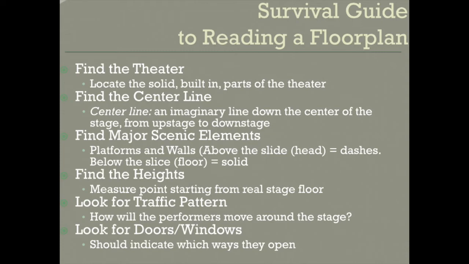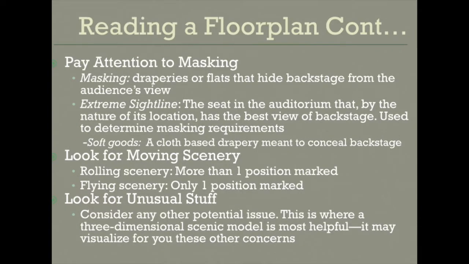Reading a floor plan, continued. Pay attention to masking. Masking: draperies or flats that hide backstage from the audience's view. Extreme sightlines: the seat in the auditorium that, by the nature of its location, has the best view of the backstage, used to determine masking requirements. Soft goods: a cloth-based drapery meant to conceal backstage.